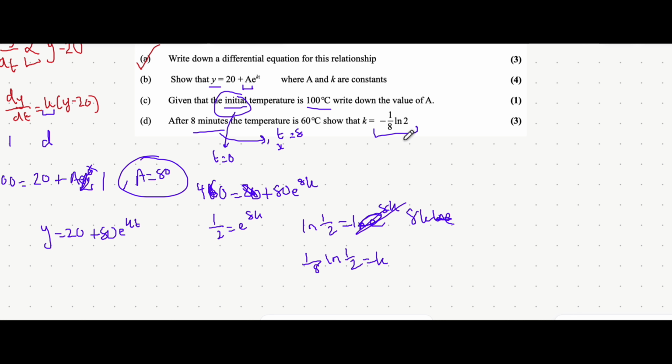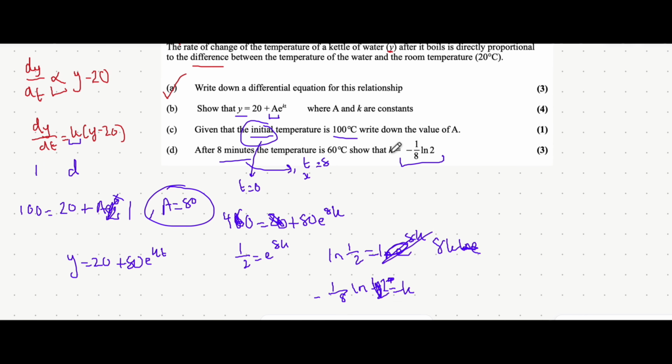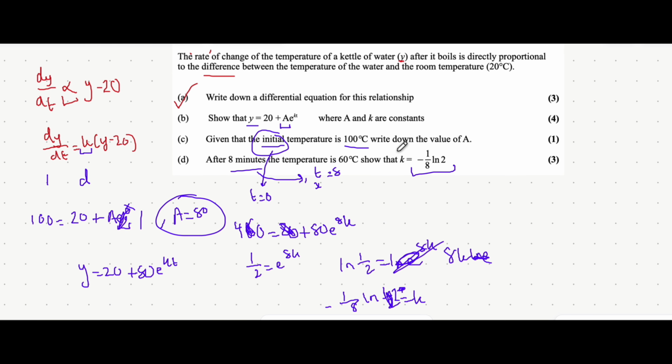layer of difficulty to this question. ln of a half, you can write that as ln of 2 to the power of minus 1, because 2 to the minus 1 is a half. And like I said before, you can take the power forward as a coefficient when you're dealing with logarithms. Applying that same logic here, you can bring this as a power of minus 1, and this becomes minus an eighth ln 2, which then matches what you're asking for in the question. That's everything for this question.